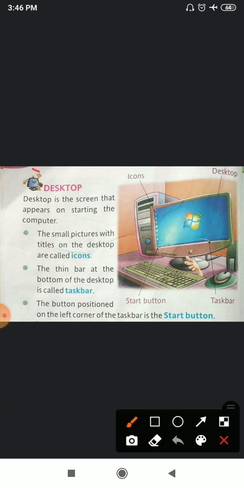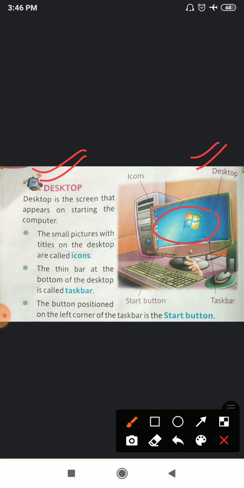Now we'll discuss the desktop. So what is a desktop, student? Desktop is the screen that appears on starting the computer. Okay, the screen which appears on starting a computer is known as the desktop. Now I'm going to tell you about the components of the desktop as well. First of all, this is the screen which appears on starting a computer, and this is the desktop, right?